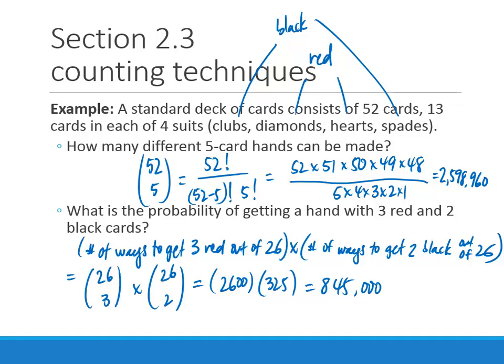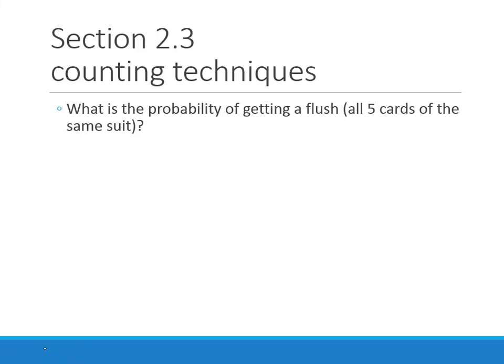So then what's my probability of getting 3 red and 2 black? Right, so I have 2,598,960 total possible hands that I can get, and here we've just found that 845,000 of those give me the outcome that I want. Those give me the 3 red and 2 black. So the probability that I want, I can just divide those 2 numbers, and I'm running low on space here. So let me write up here at the top of the next slide.